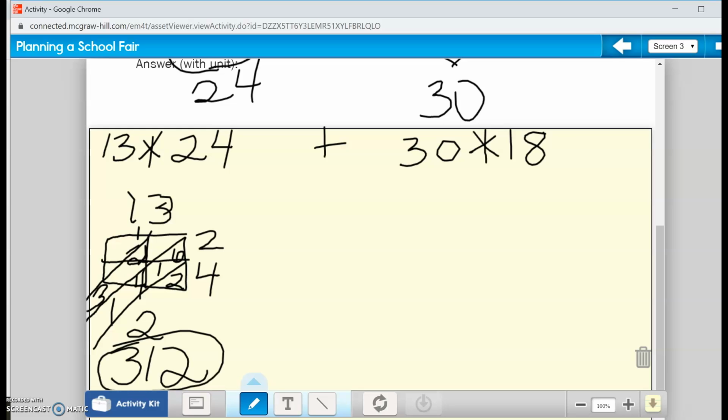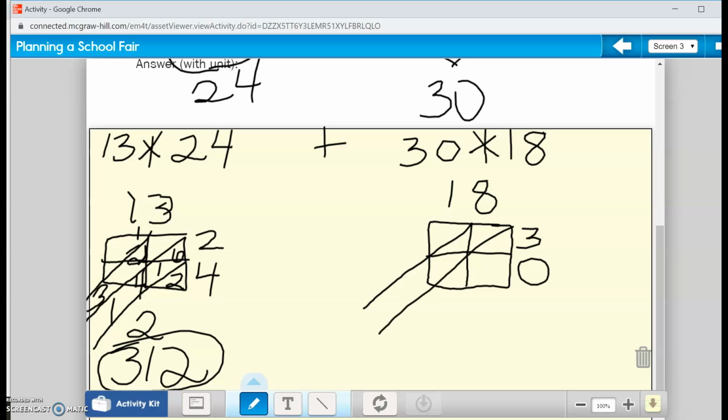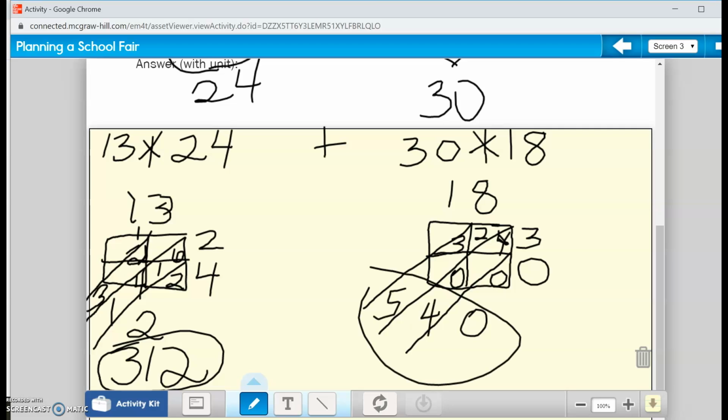Now I have to figure out 18 times 30. Again, you do not need to use the lattice method. You could do it any way you want. 8 times 0 is 0. 8 times 3 is 24. So each of these boxes go here. 1 times 0 is 0. 1 times 3, I'm using this top box, is 3. Adding 0, 4, and 5. So my answer is 540.